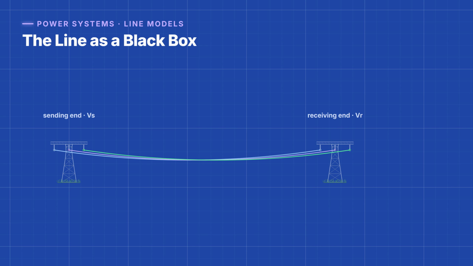A short jumper cable is easy. What goes in comes out, minus a small drop. But a long transmission line is not a simple wire. So how do we predict what it does to voltage and current over hundreds of kilometers?